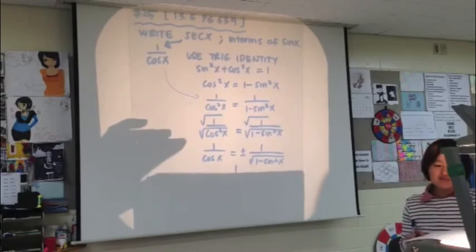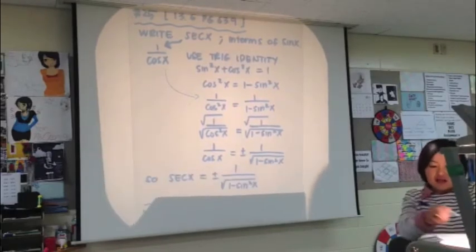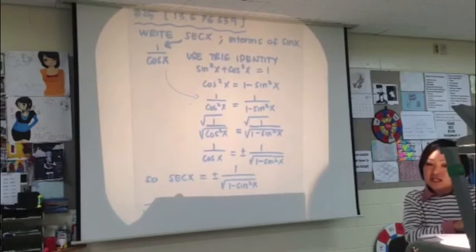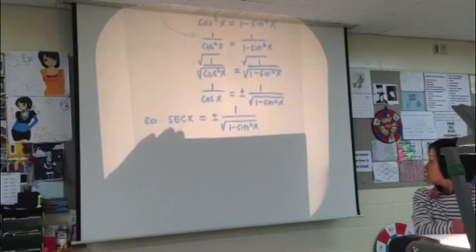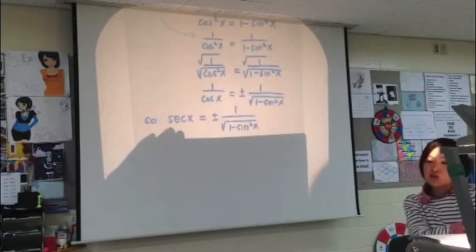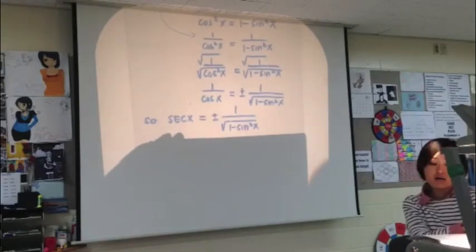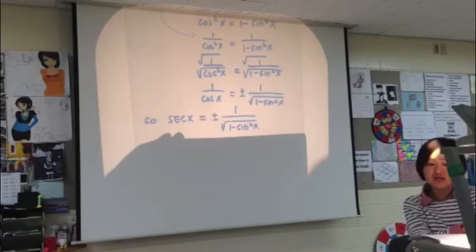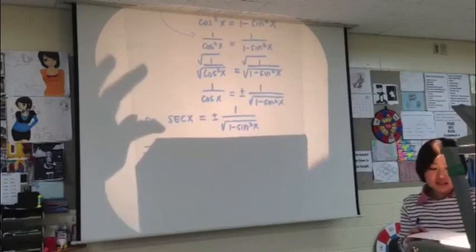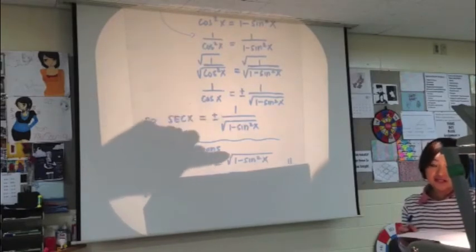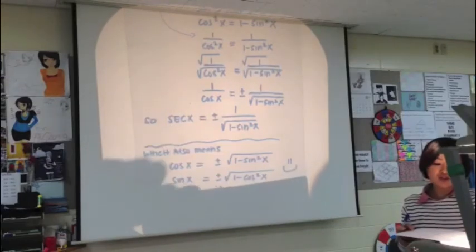But that means, secant. Isn't this actually secant? So secant x is equal to plus or negative 1 over the square root of 1 minus sine squared x. Now, you could already assume what I'm going to do next. If secant equals this, that means cosine is equal to this, and also sine is equal to this.